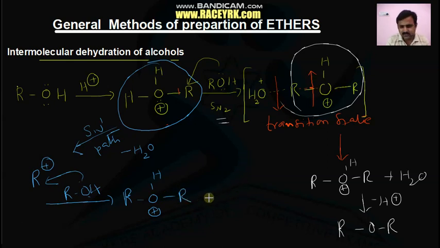As you know, after the formation of the protonated ether, you can easily deprotonate it to get the ether. The ether obtained is nothing but ROR. So there are two methods: one is SN1, another is SN2. SN1 is followed by secondary and tertiary alcohols, and SN2 is followed by primary alcohols to form ethers in this intermolecular dehydration of alcohols.